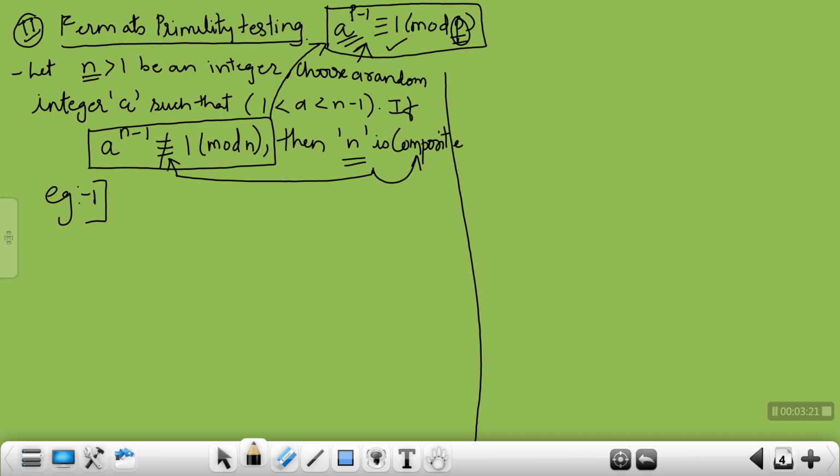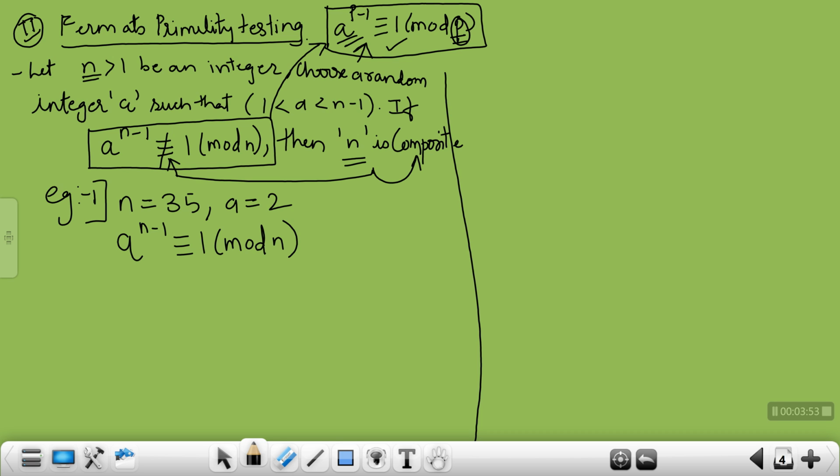The first example is the previous example, where we took n equals 35, and the a value is given as 2. We are just directly substituting in the formula, a raised to n minus 1. First we need to find out whether it is congruent. If it is not congruent, then it is a composite number, not a prime number.